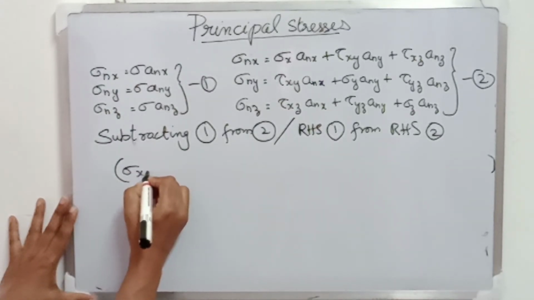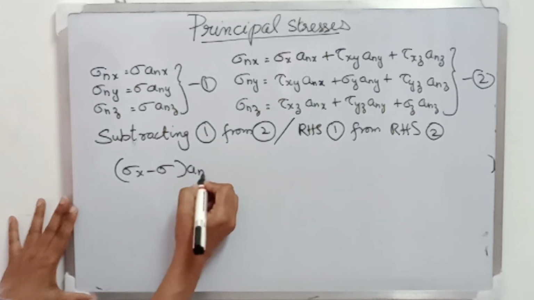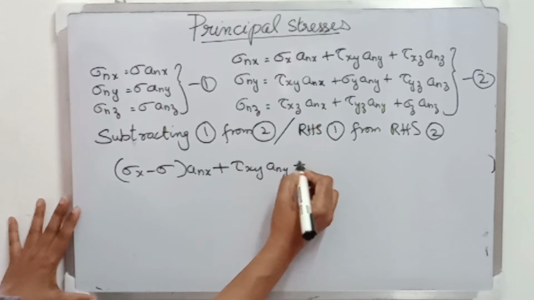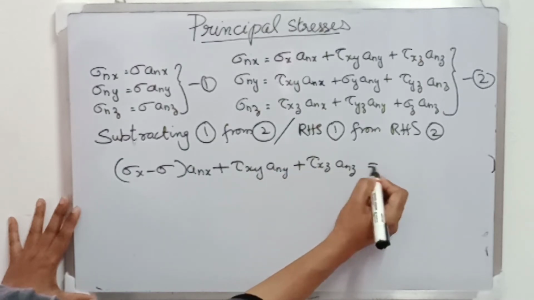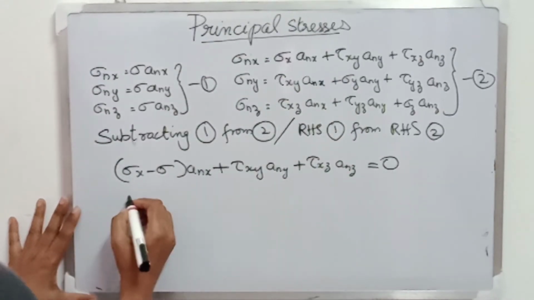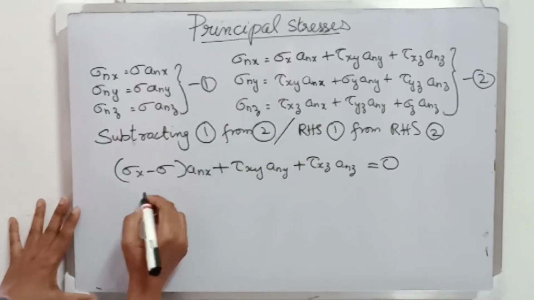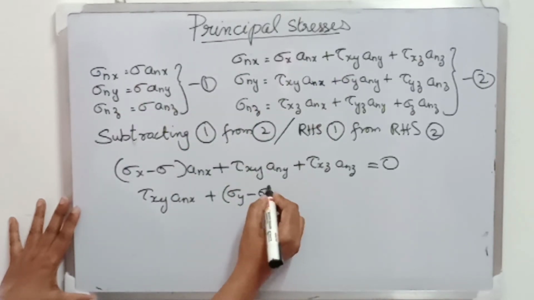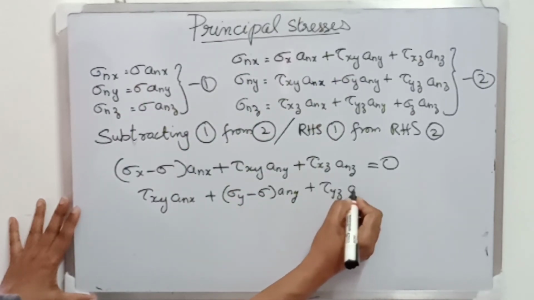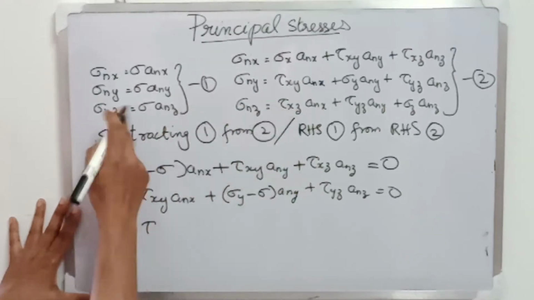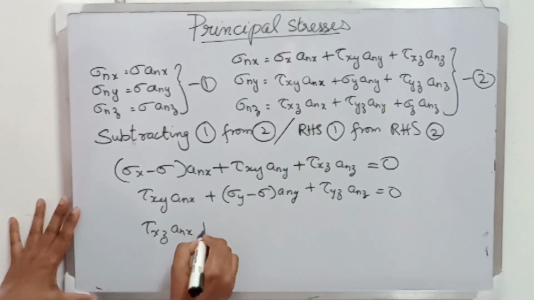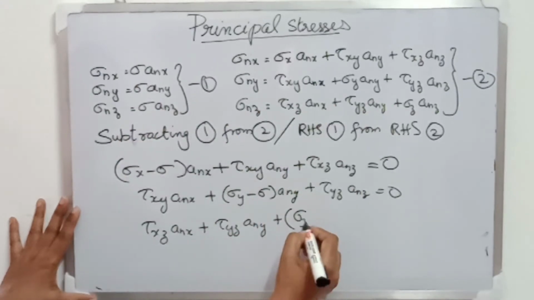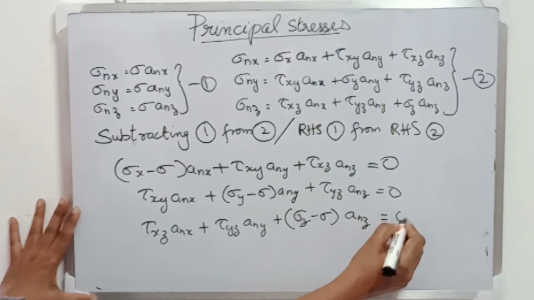So the first component is sigma x minus sigma, with anx common, plus the other two terms, which will not have corresponding terms in the first set of equations. So we can write that directly. As their difference is 0, I'm equating to 0. Next, subtracting the y component of equation 1 from equation 2. Similarly, subtract the third equation of set 1 from the third equation of set 2. So we get this equation.